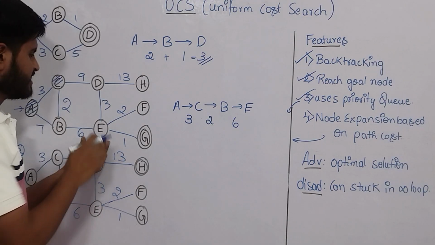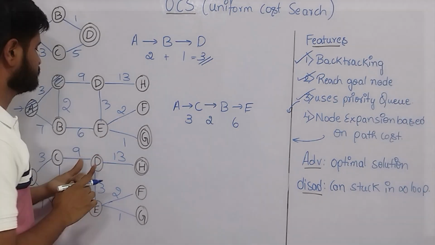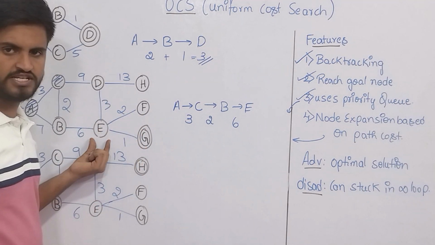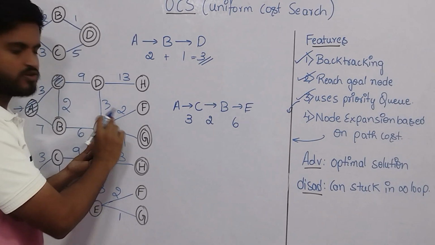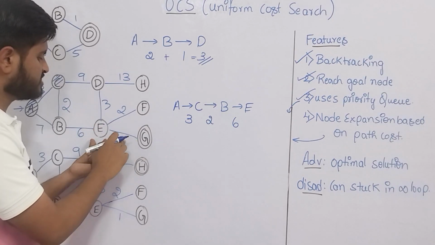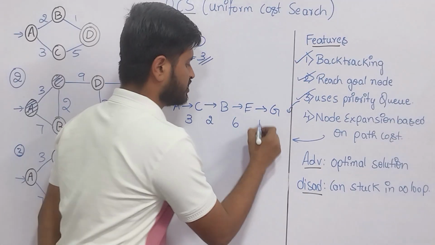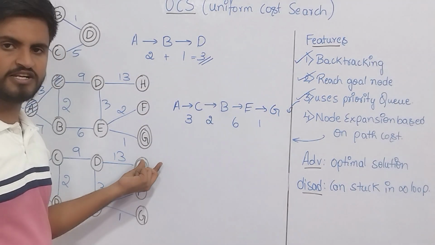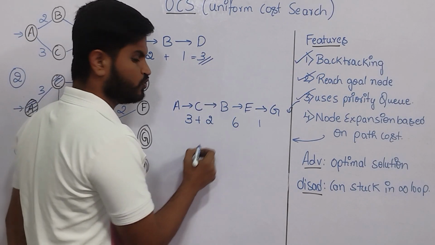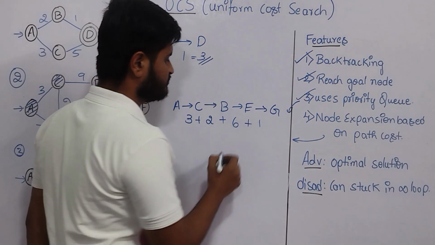Now, from E, I can go to D, I can go to F, or I can go to G. So, if you see the path cost, from E to D it is 3, E to F it is 2, E to G it is 1. So the least cost is from E to G with a cost of 1. So G is my final state. Now we have arrived at the final state. Now add 3 plus 2 will be 5, 5 plus 6 will be 11, 11 plus 1 will be 12.